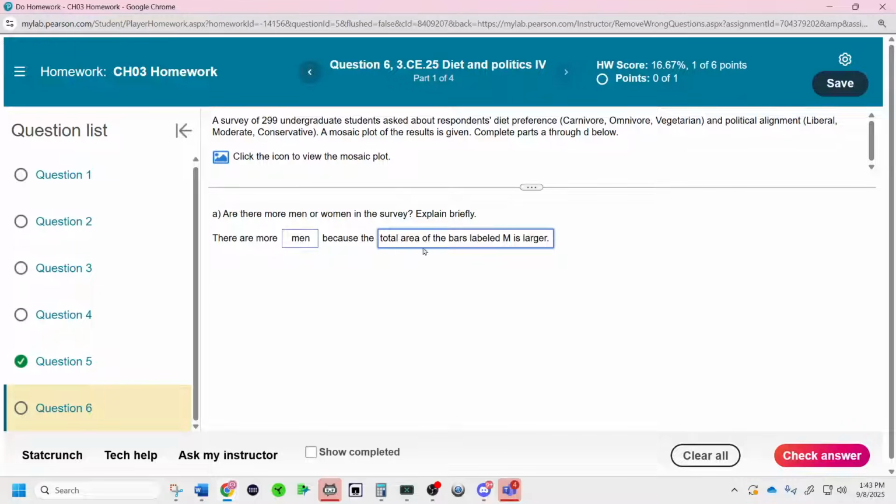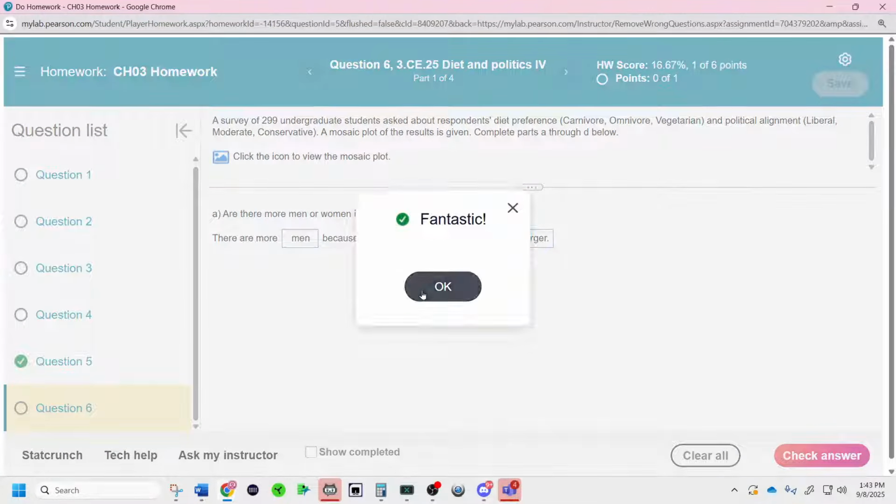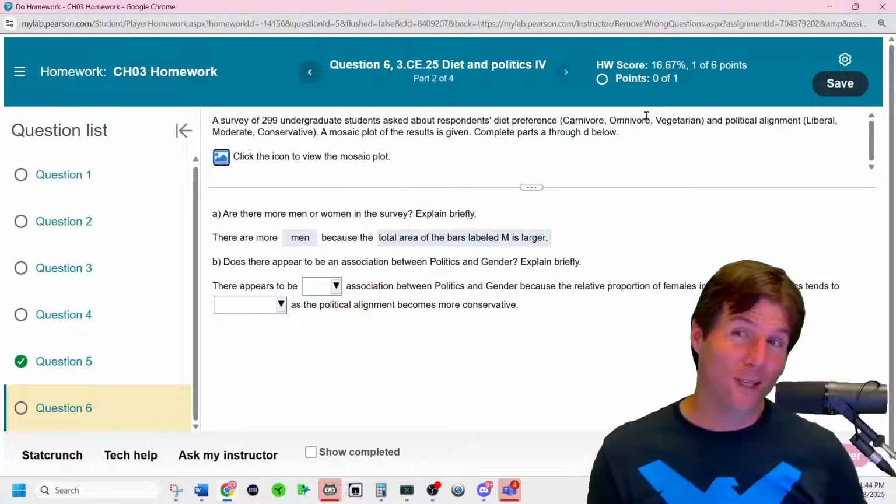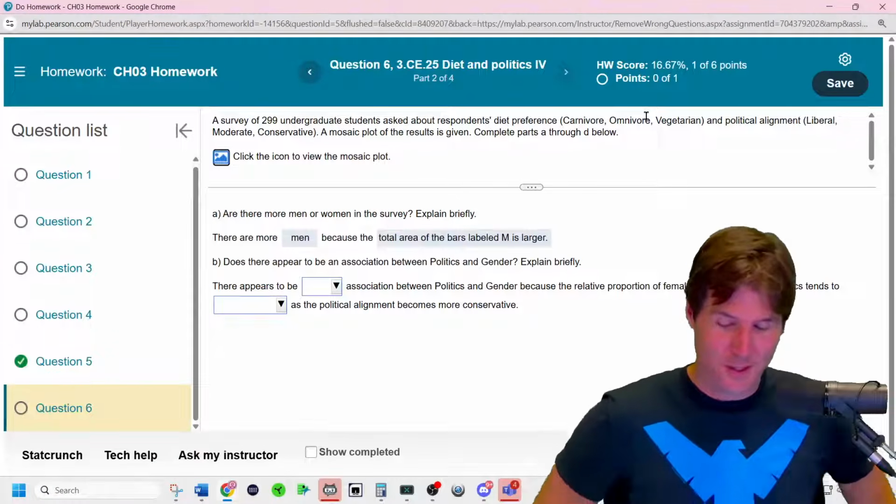I clicked way too quick. The total areas of the bars labeled M is larger, yes. It's not just the widest bar, it's each bar is wider. I was thinking it's wider, but it's a homework. The marginal displays tell us what's going on.